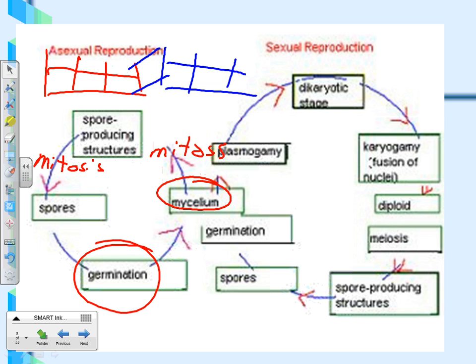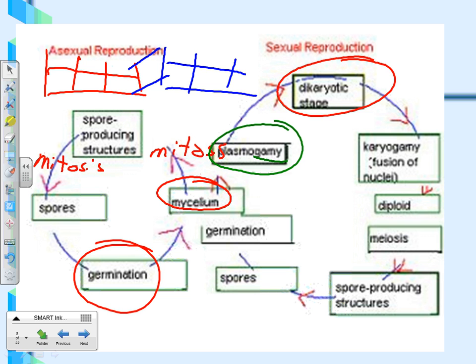What fuses first is the cytoplasm of the two cells. And that's called plasmogamy. The joining, G-A-M-Y, means joining, of the cytoplasm. So the cytoplasm of the two cells join together. That gives us one cell with what? Two chromosomes, two nuclei full of chromosomes. That cell, two separate nuclei, is called dikaryotic, which literally means two nuclei, right?